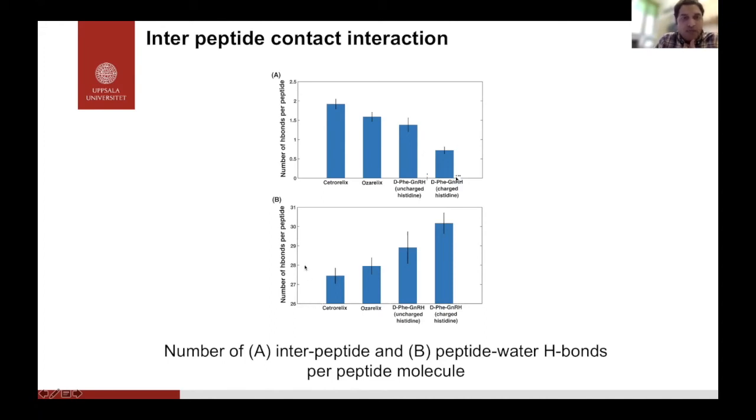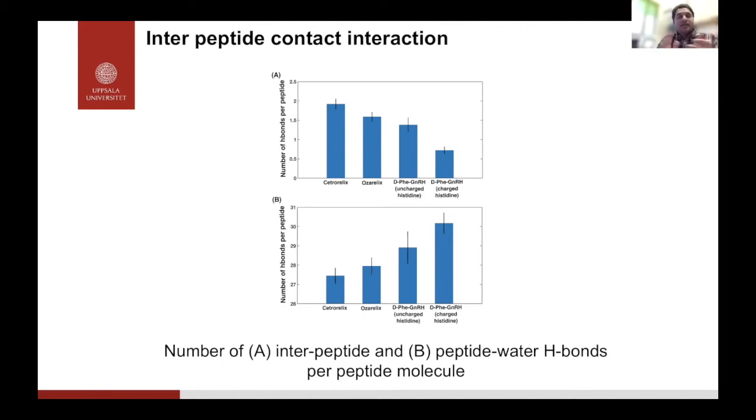While for the number of H bonds per peptide with the water molecules, so now this was the interpeptide H bonds, and these are the peptides with the water molecules, this shows an opposite trend, which actually makes sense, because the more aggregation prone, the more hydrogen bonds it will form, or the more it will be in contact with the other peptides. So it will form more hydrogen bonds between peptides. But if they are in the monomeric form or separated from each other, the more opportunity it will have to do hydrogen bonding with the water molecules.